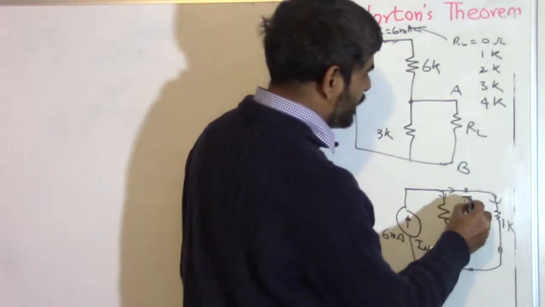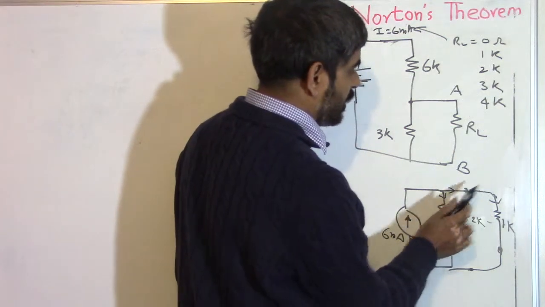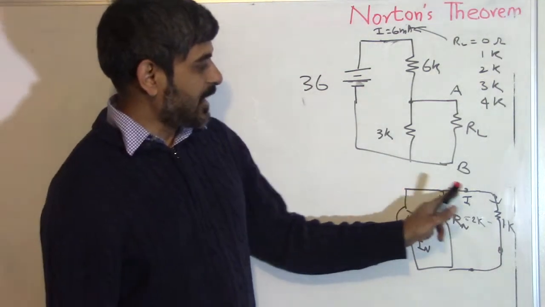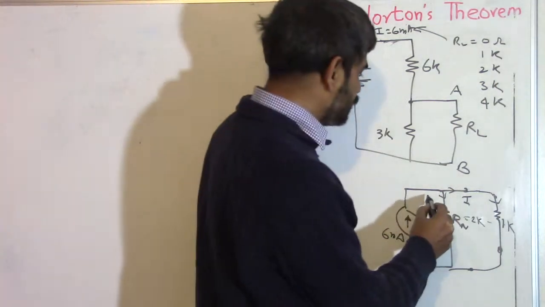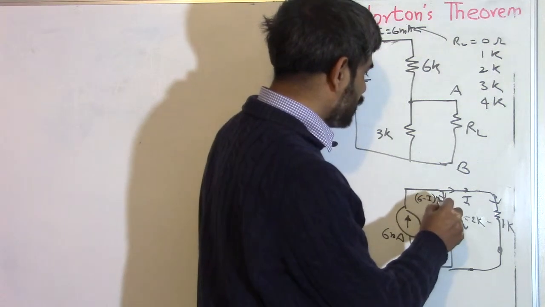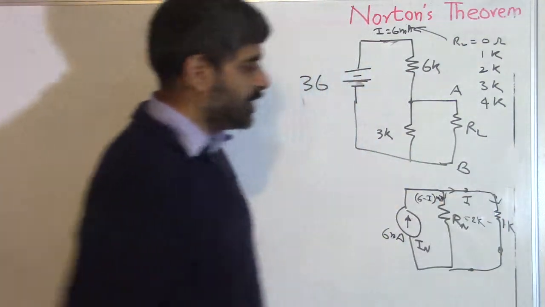Let us say I current flows in this one. Then 6 milliampere current flow starts. I current goes this to this. The rest of this will be 6 minus I. This much of milliampere. Let us say I is in milliampere.